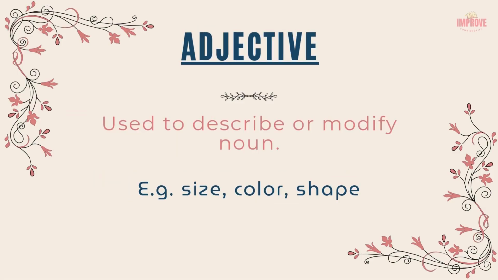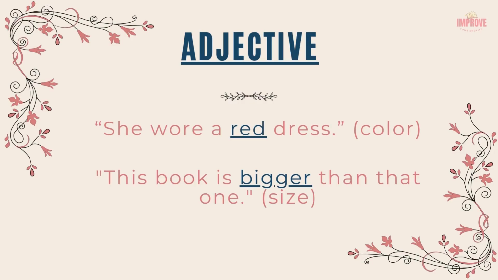Adjective. An adjective is used to describe or modify a noun. For example, size, color, and shape. She wore a red dress, so the adjective in the sentence is red. This book is bigger than that one, so the adjective in the sentence is bigger.